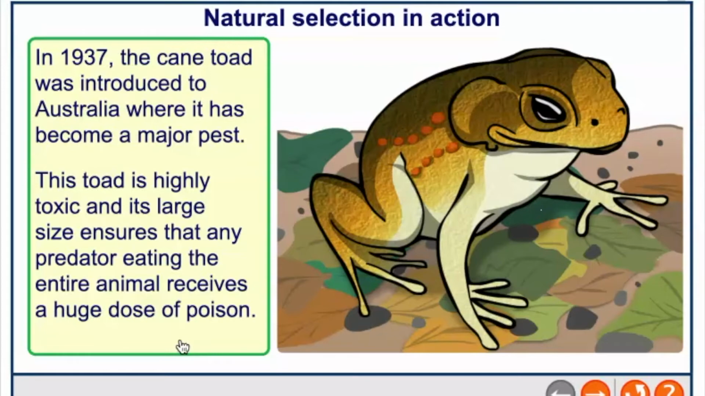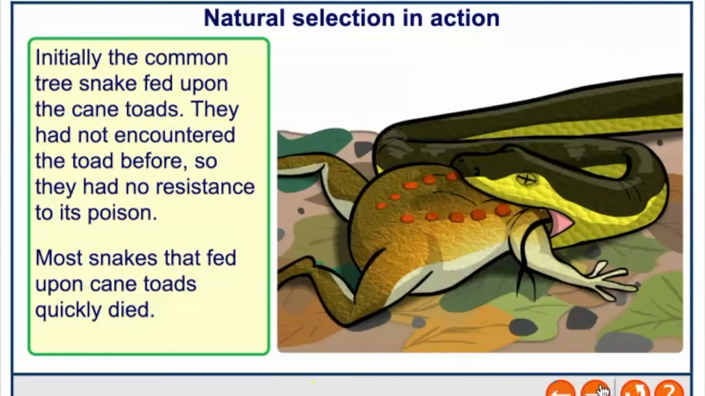Predators that try to eat them must eat the entire organism. And when that occurs, it receives a huge dose of poison. Initially, the common tree snake fed upon the cane toads. They did this because they had not encountered them before and didn't know that they shouldn't. They also did not have resistance to poisons.